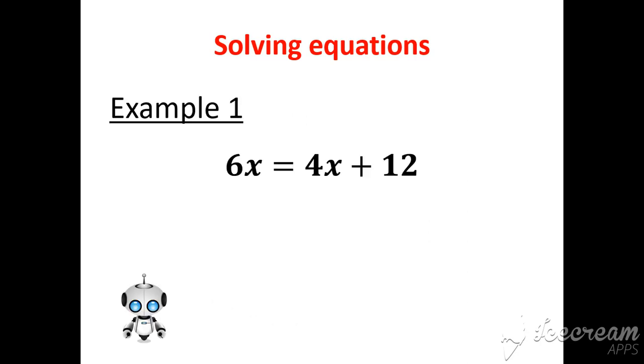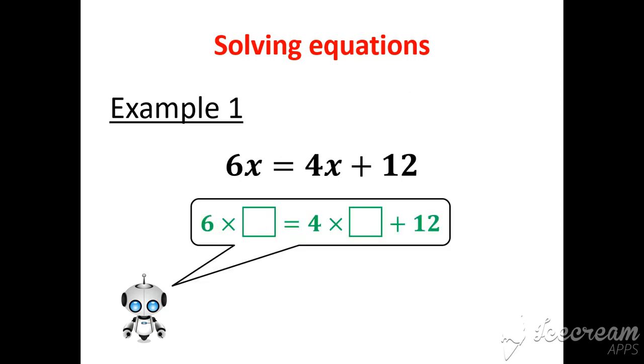Right, here's the example we're going to start with in this video. 6x is equal to 4x plus 12. So 6 times some number is equal to 4 times the same number plus 12. And our job is to figure out what number of x would make this equation correct.